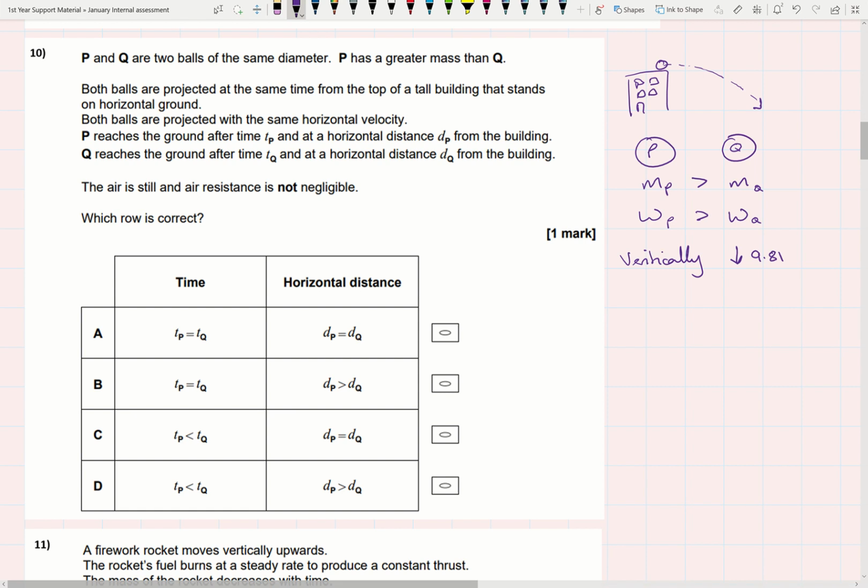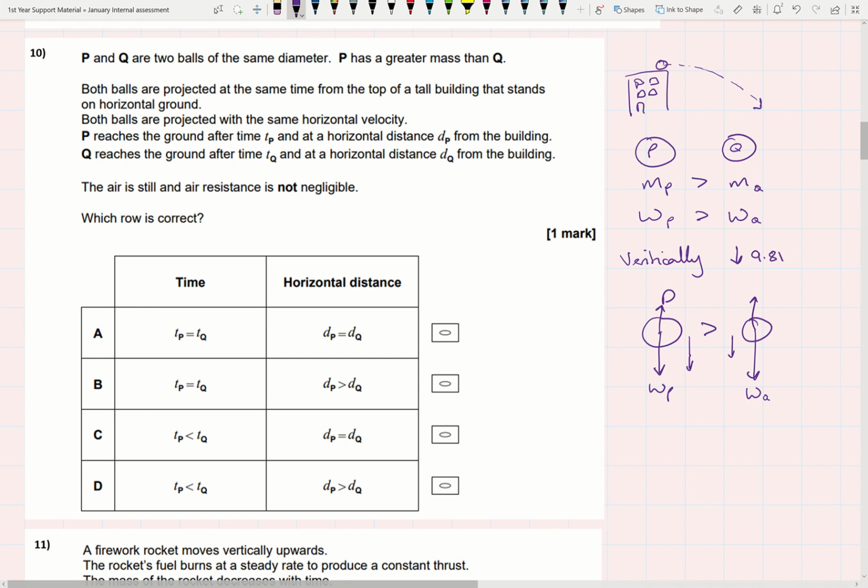And there's two things here that's going to make P reach the bottom first. So number one, if we think about this force diagram, we've got the weight there and we've got the drag there. So the weight of P is bigger, so that means that the net force, the one pulling this one down, is going to be bigger. So our acceleration is going to be higher downwards.